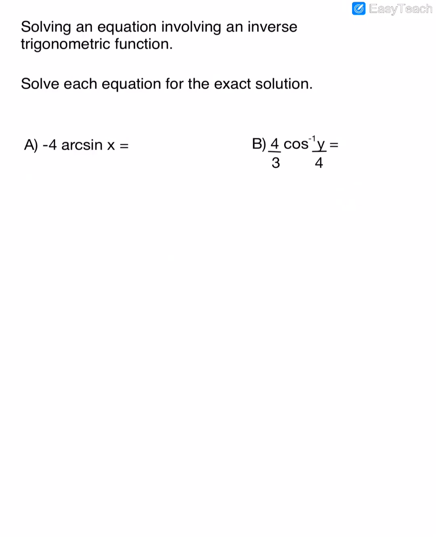All right, in this next set of directions, it's solving an equation involving an inverse trig function, and they want us to solve each equation for the exact solution. So this first equation is negative 4 times arc sine of x equals pi. Well, remember that arc sine means the same thing as sine inverse. But before we can get to that, we need to get rid of that negative 4 that's being multiplied times the arc sine. So we're going to divide both sides by negative 4.